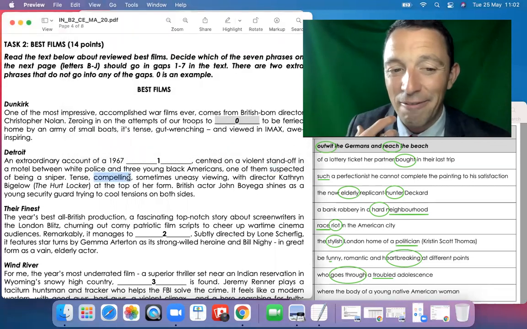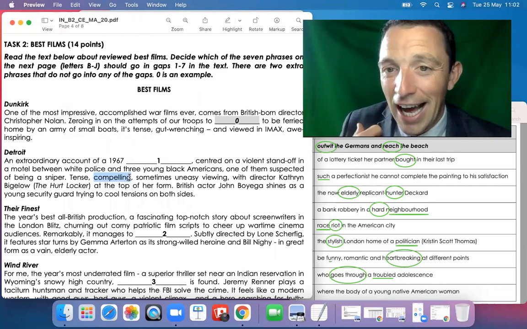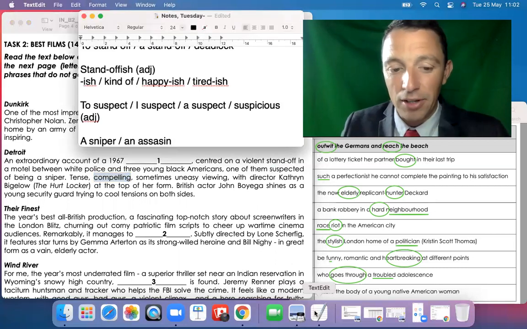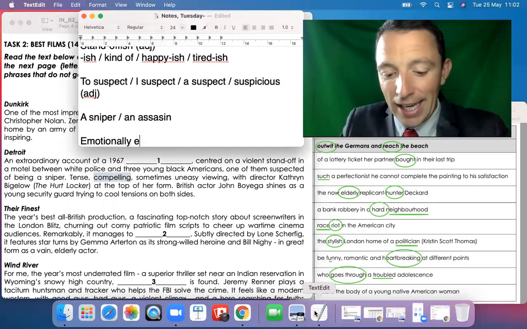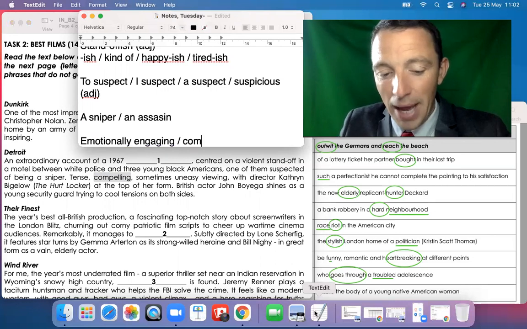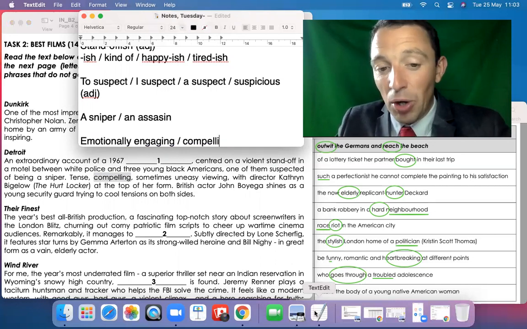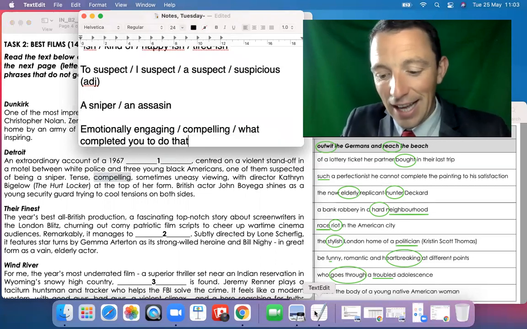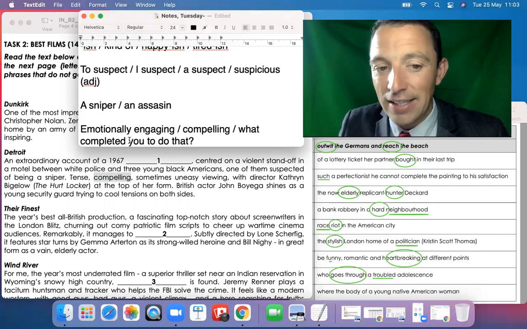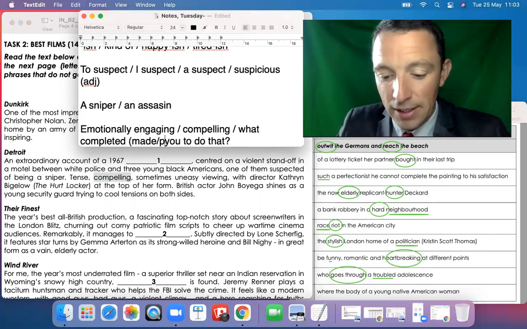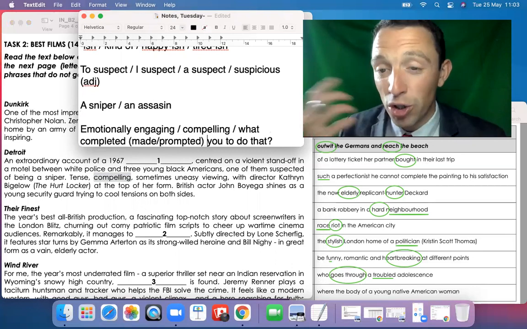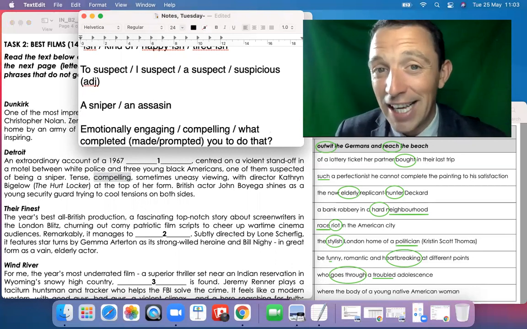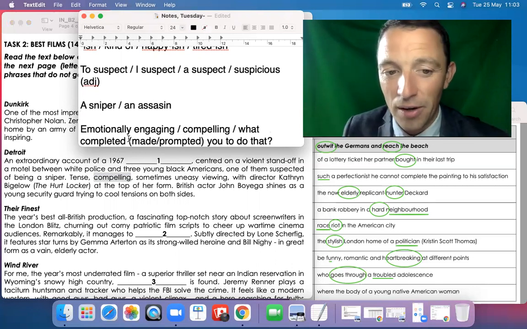Compelling is almost the same. Maybe compelling is like very interactive, very engaging and emotionally engaging, okay? So let me write that because it's a bit difficult. Emotionally engaging has the significance maybe compelling. And I suppose it's possible to say what compelled you to do that. And really the significance is what made you do that, what prompted you to do that, what really forced you to do it, okay? So compelling is the adjective, and it means it's very interactive emotionally, okay?